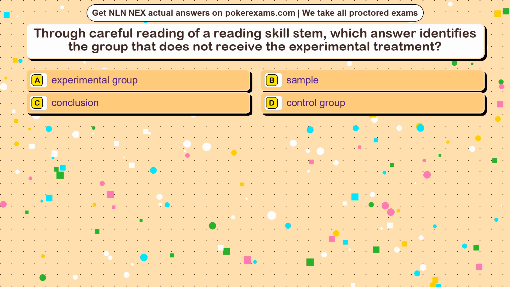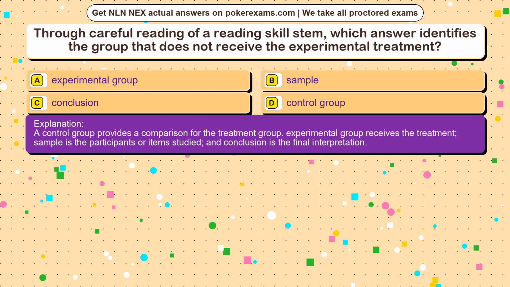The correct answer is option. A control group provides a comparison for the treatment group. Experimental group receives the treatment, sample is the participants or items studied, and conclusion is the final interpretation.